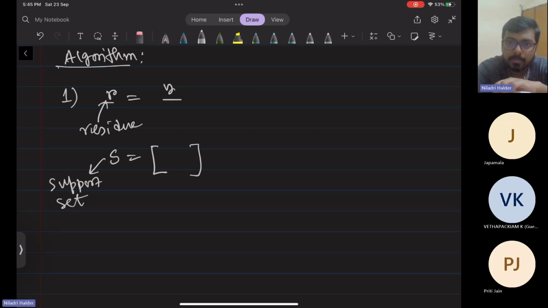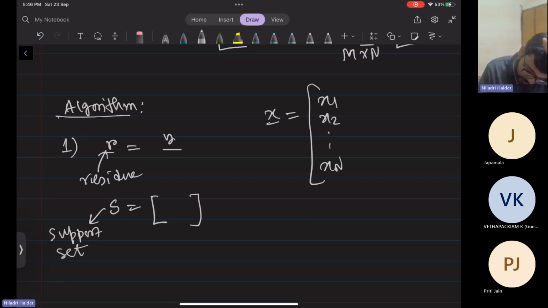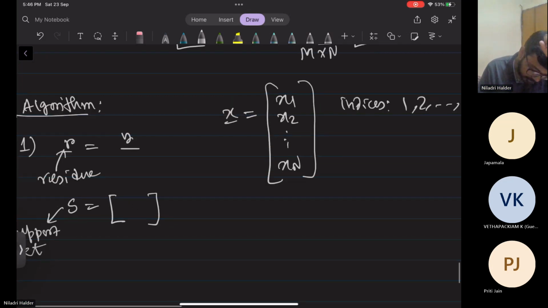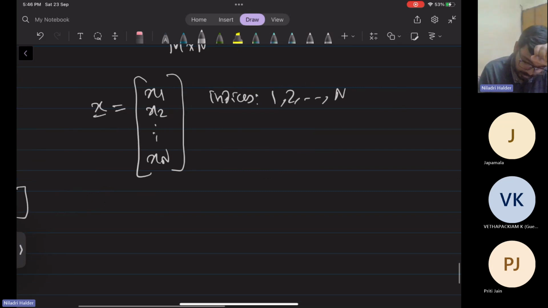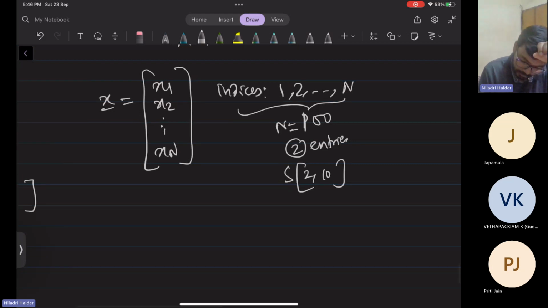So the support set is the indices of the entries of x. x is the n-dimensional vector x1, x2, ... xn, so the indices are from 1 to n. S will contain all those non-zero indices. Suppose out of n equal to 100, only two entries are non-zero. Then S will contain only those entries, say the second entry and the 10th entry. So this S will contain 2 comma 10.